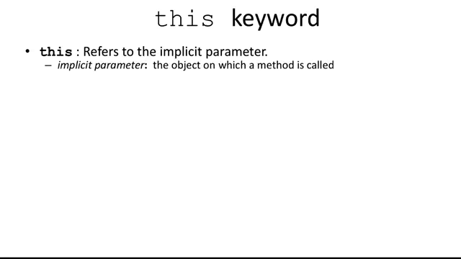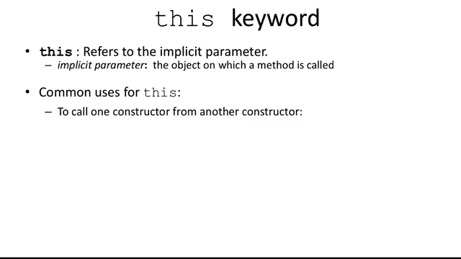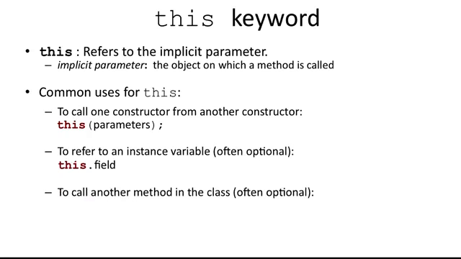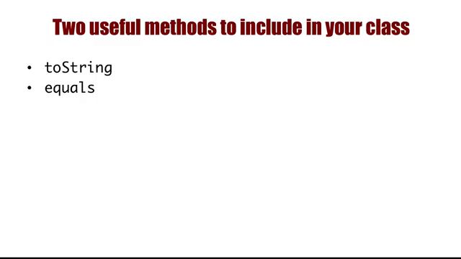To review, this refers to the implicit parameter, the object on which a method is called. Common uses for this include to call one constructor from another constructor, to refer to an instance variable, often optional, or to call another method within the class, also optional. Let's finish this lesson with two useful methods you will usually create within a class file, toString and equals.